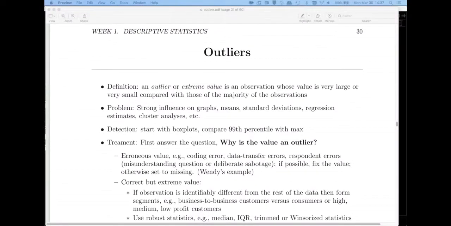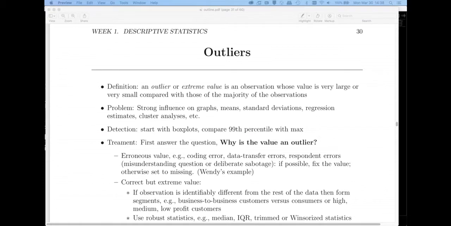This is the last lecture of our module on descriptive statistics. This is going to cover the topic of outliers. So what exactly is an outlier? Well, it's a value that's well separated from the majority of the observations.